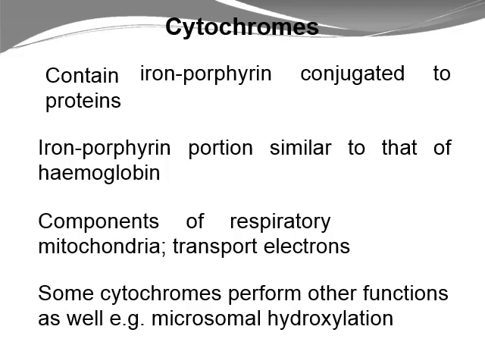Cytochromes. These also contain iron porphyrin which is conjugated with the protein. Their iron porphyrin portion is quite similar to that of the hemoglobin, and they are found basically in the respiratory chain. Also we call it the electron transport chain in the mitochondria. Some of these cytochromes may also perform other functions, for example, microsomal hydroxylation.